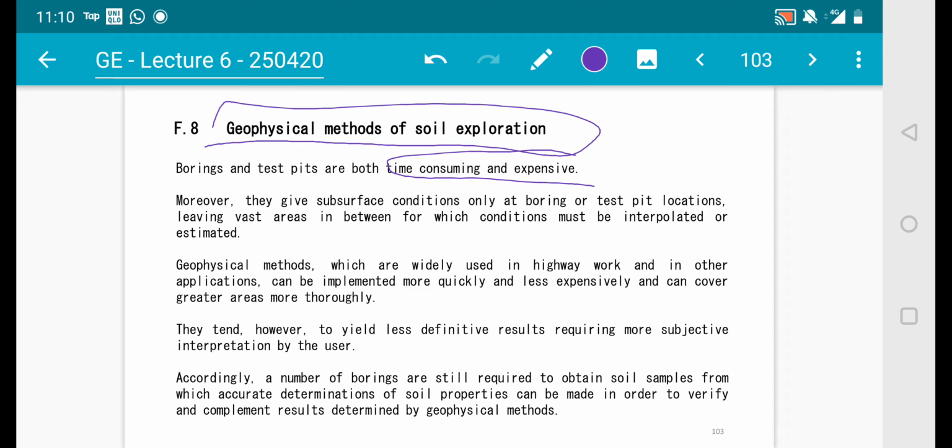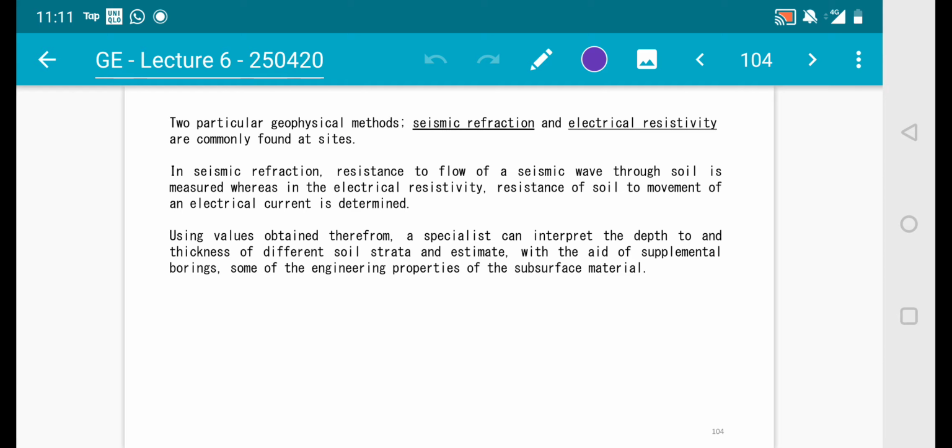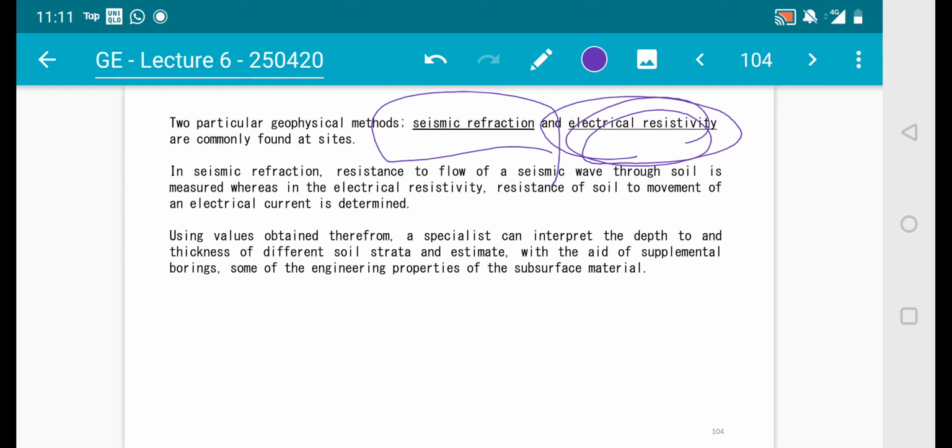So the geophysical method is more quick and less expensive, and it can cover greater areas more thoroughly. Okay, because it's just by the use of waves, and it can accommodate a larger area. So two particular geophysical methods: the first is seismic refraction, which uses waves as a source, and another one is electrical resistivity, which uses current from electrical sources.